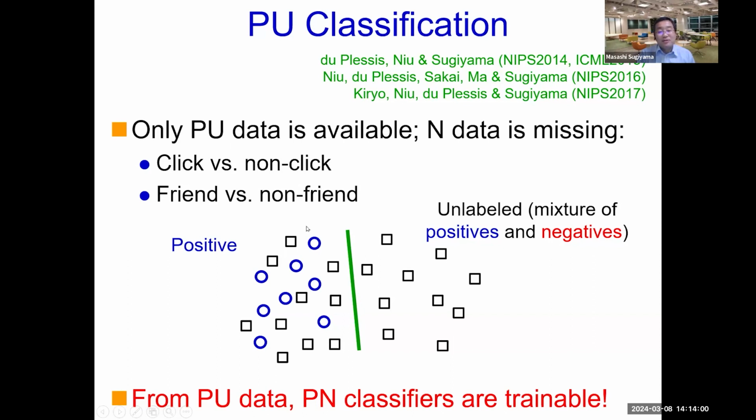And a similar situation also happens in friend, non-friend prediction. The non-friends are usually not clearly declared, so such relations should be regarded as unlabeled data. So in that situation, we only have blue points and black points, but still we want to separate blue and red. So this is PU classification. And we can show that this PU classification can be really solved in a nice way. So this is one of the main topics today.